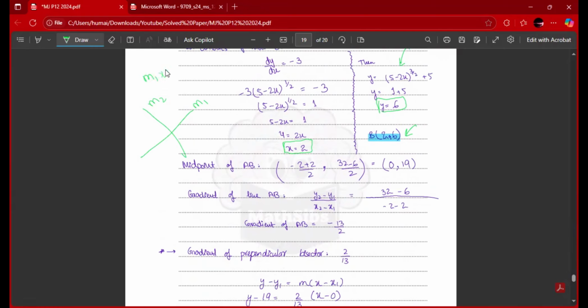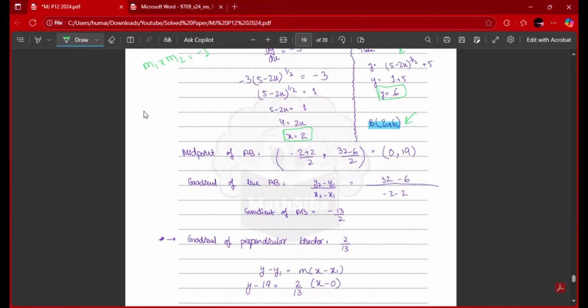So M1 multiplied by M2 should be equal to -1. Okay? So if I have two lines that are perpendicular to each other, and if I multiply their gradients with each other, whatever my answer is, it should be -1, okay? So that is the reason I could easily find the gradient for my perpendicular bisector as well, because -13 over 2 multiplied by my gradient of the perpendicular, M2, is equal to -1. Taking to the other side, my M2 would be equal to 2 over 13. That's it. That's my gradient of the perpendicular bisector.